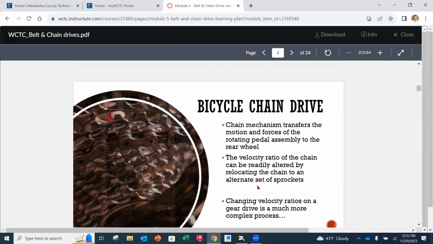Changing the velocities, if this would be a gear drive, is a lot more complex, and it's kind of hardwired in. So it's going to require more hardware, which is impractical for a bicycle. And so a chain drive adds that flexibility that's needed, as well as being lightweight and relatively low cost.